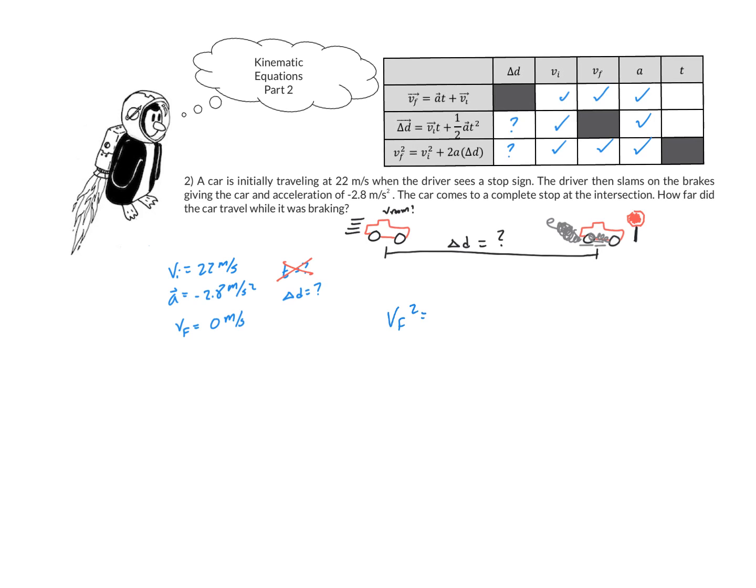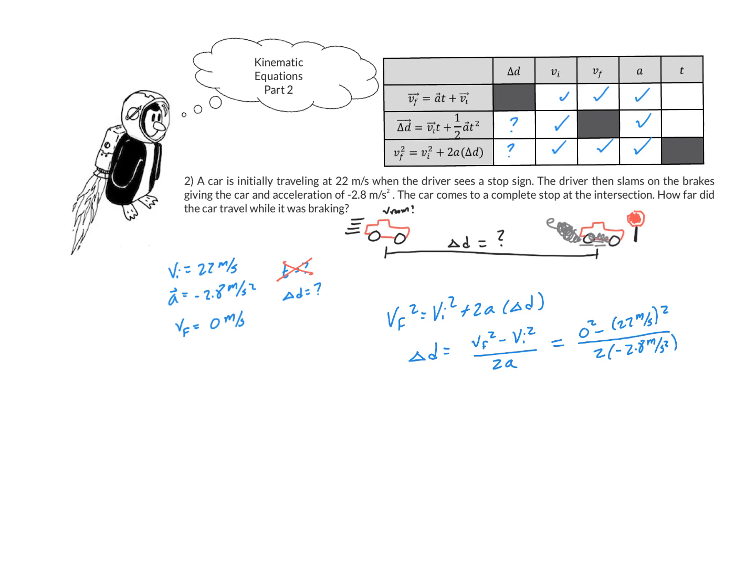VF squared is equal to VI squared plus 2 times the acceleration times the change in distance. Now if I solve this for distance and did some algebra, delta D would be equal to the square of the final velocity minus the initial velocity squared, all divided by 2 times the acceleration. If I plug in some numbers here, I have 0 squared minus 22 meters per second squared, all divided by 2 times negative 2.8 meters per second squared.